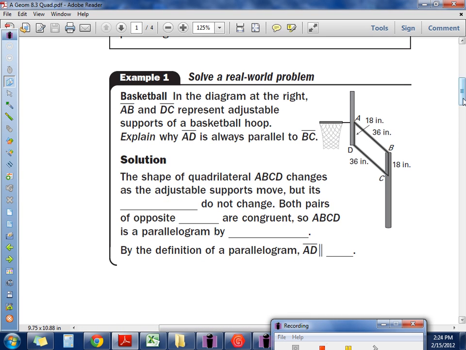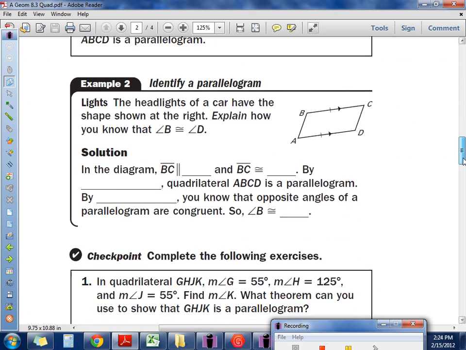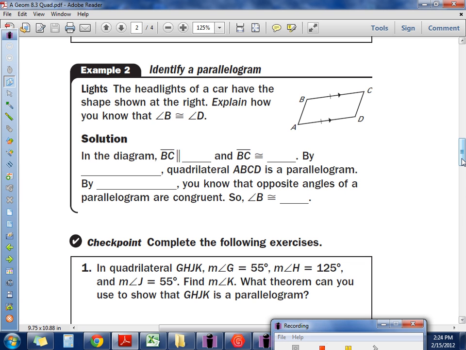Example 2, not much harder. It should be even easier to identify because it's exactly like the properties. Which one is this one? This is the 4th one. What's the 4th one say? What's our explanation?